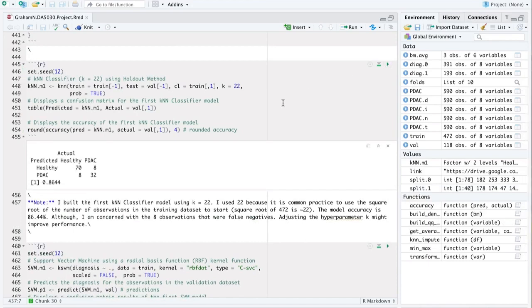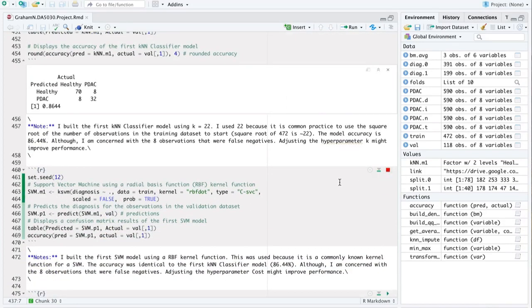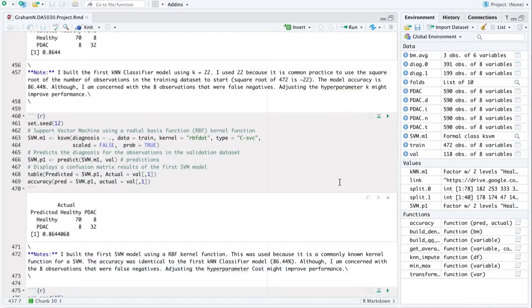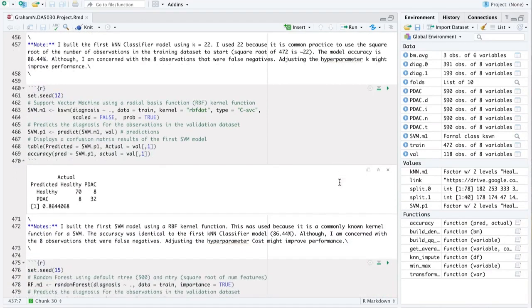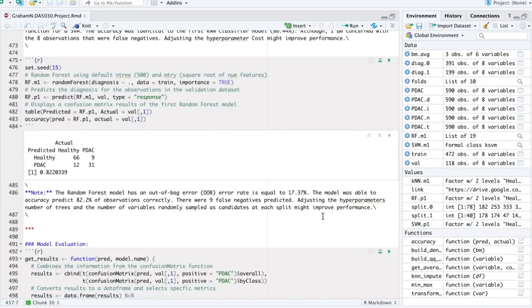The KNN classifier first run through performed at 86% accuracy. The support vector machine also performed the same and also predicted the exact same confusion matrix. The random forest did not perform as well.